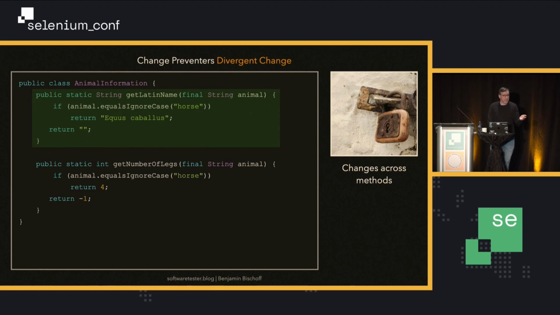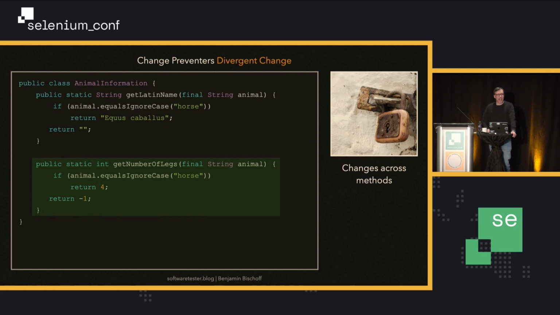We have the animal, again, in this case an animal information class, and a method that gets the Latin name. Again, we pass here an animal by string, which is stupid, and then it gives you the Latin name. And there's another method that's called getNumberOfLegs. You pass an animal and you get the number of legs. What happens if you add another animal? You have to implement this in two places because you can get the Latin name for a fly, but if you forget to implement the same in the other method, you get no number of legs.